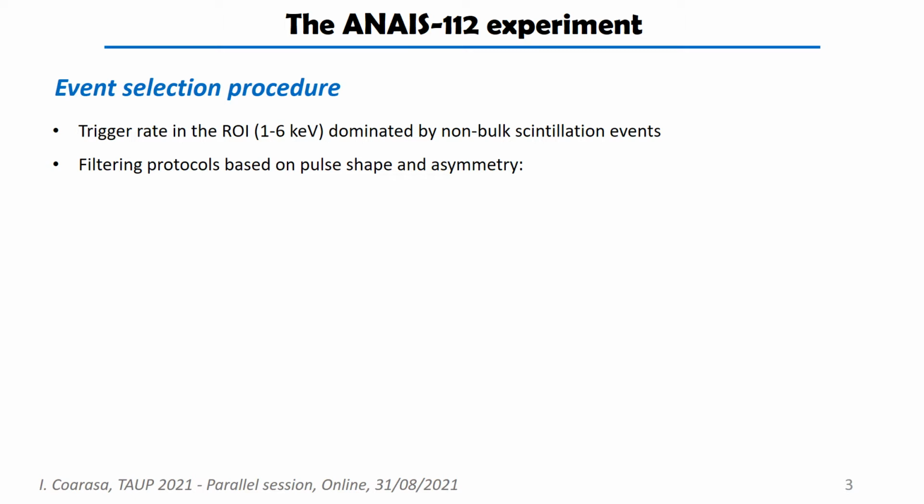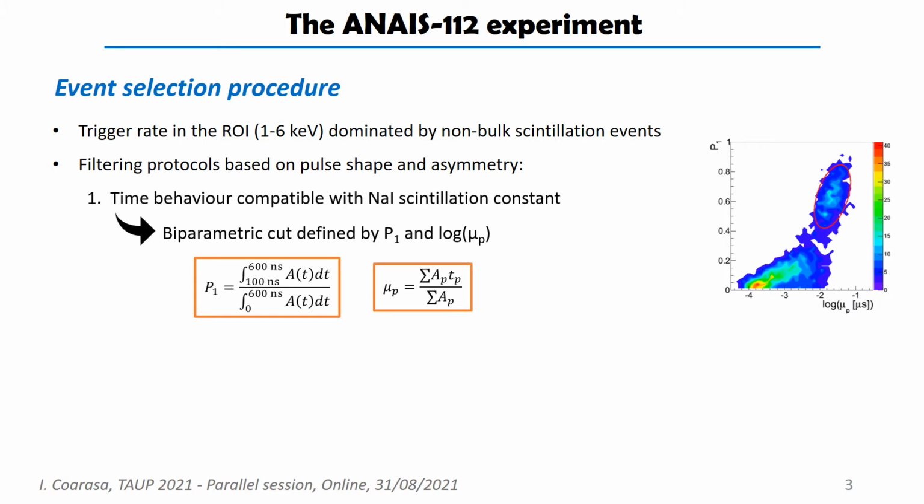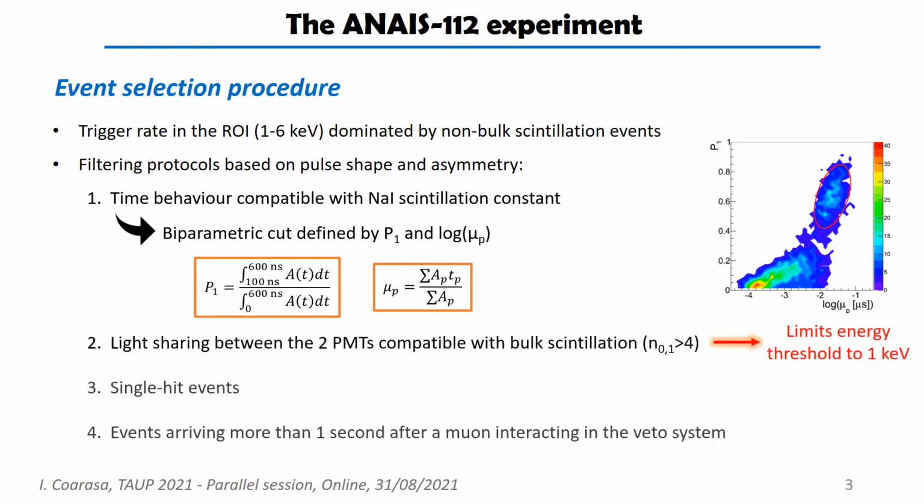scintillation events. The filtering protocols developed to discriminate these noise events from real scintillation events are based on pulse shape and asymmetry. Firstly, time behavior compatible with sodium iodide scintillation constant is selected by means of a biparametric cut defined by P1 and the logarithm of mu. Secondly, light sharing between the 2 PMTs compatible with bulk scintillation is chosen by imposing more than 4 peaks in each PMT signal. This cut is so restrictive that it limits the energy threshold to 1 keV.